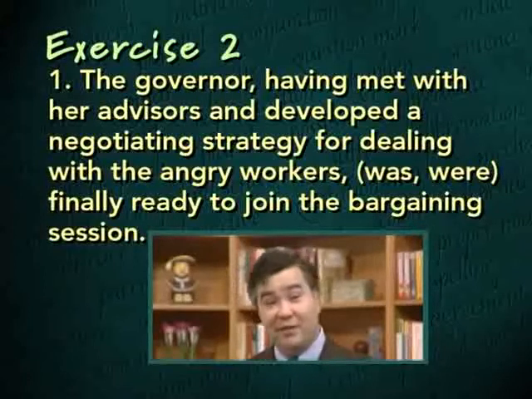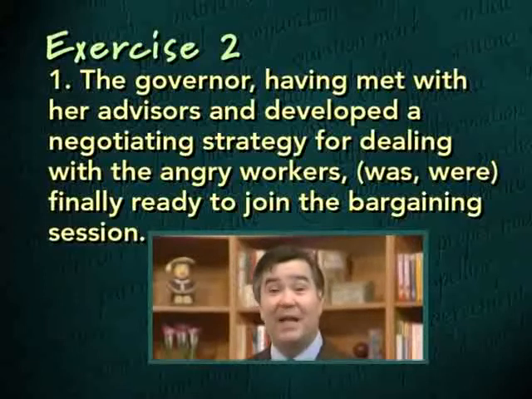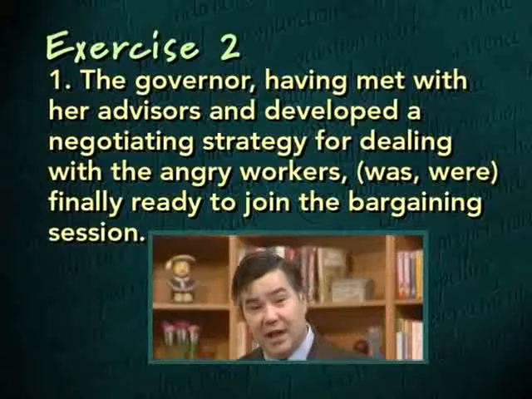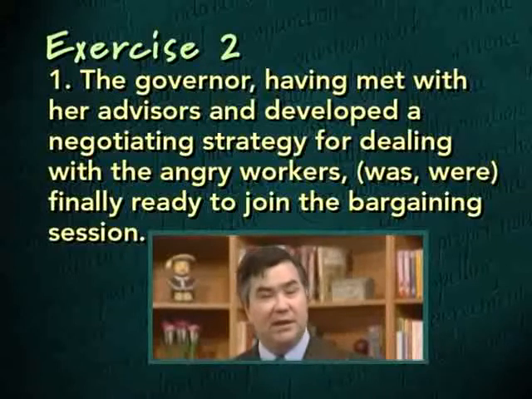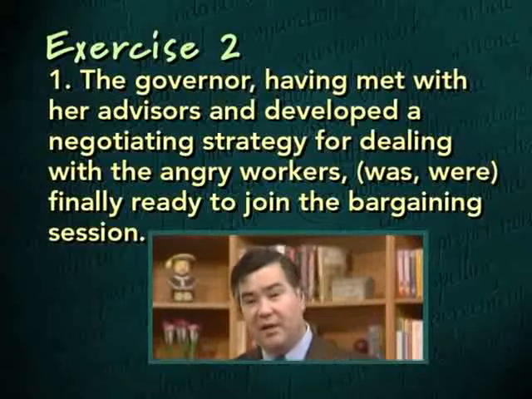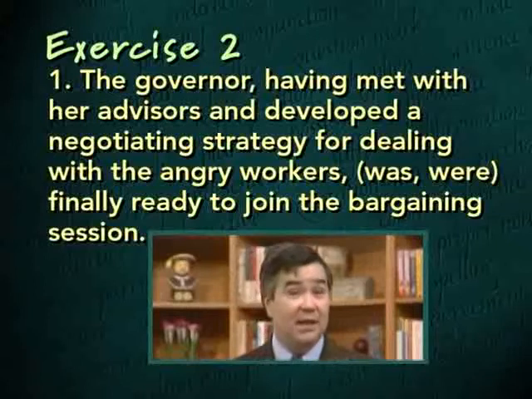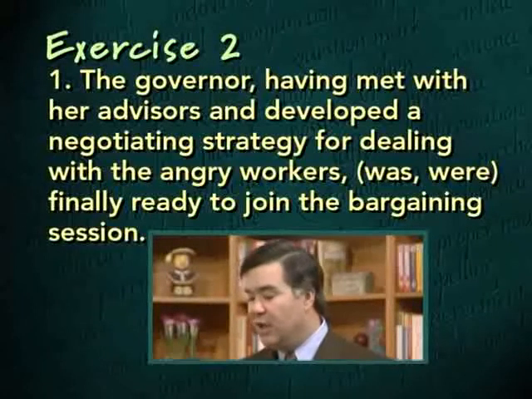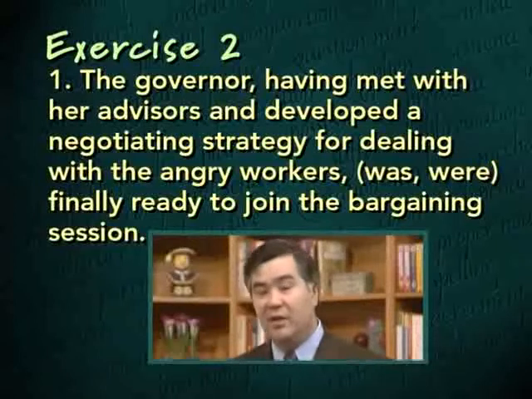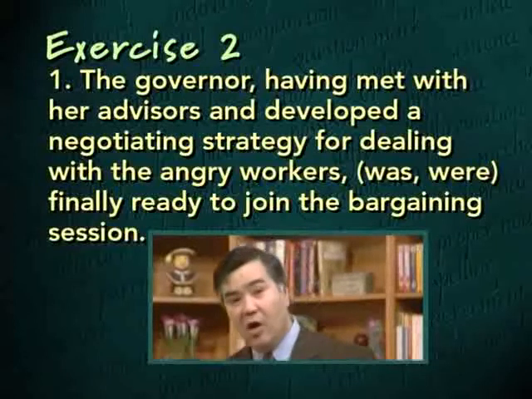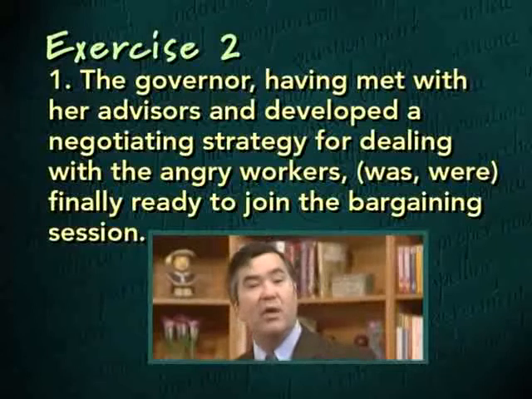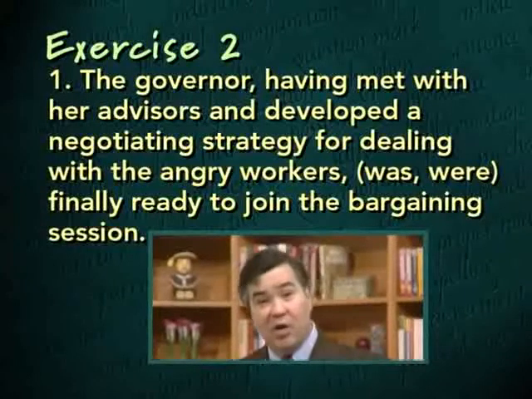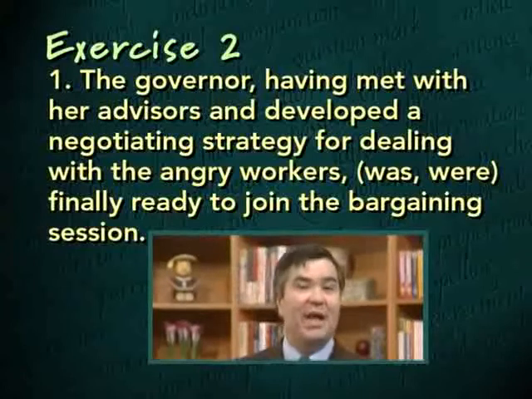Well, the subject and the verb in this sentence are separated by a lot of words. One clue in this case is that there's a comma representing a pause surrounding a lengthy phrase here in the middle of the sentence. I'm referring to the words, having met with her advisors and developed a negotiating strategy for dealing with the angry workers. All of those words are giving more information about or modifying the governor. So all of that is a bit of an interruption, an aside.